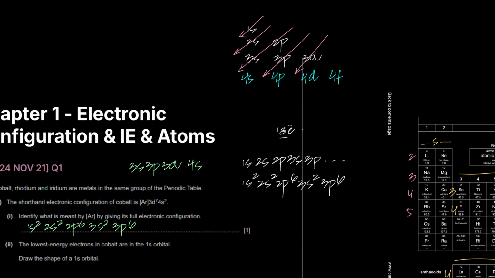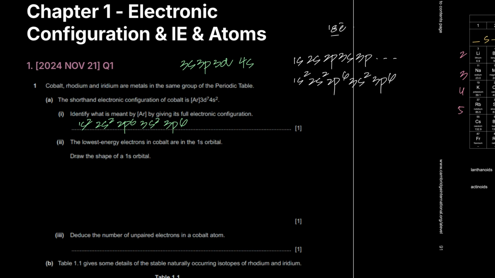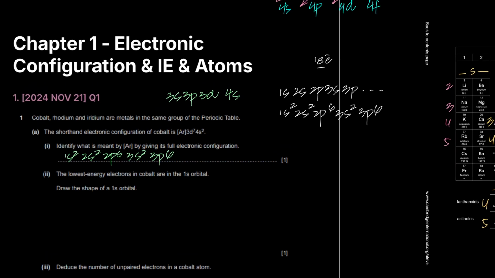Now it says the lowest energy electrons in cobalt are in the 1s orbital. Yes, and that's true, because 1s is the closest to the nucleus. The farther you are from the nucleus, the higher energy level you are in, right? So the electrons which are in the 1s, that means they're closest to the nucleus, they have the lowest energy.